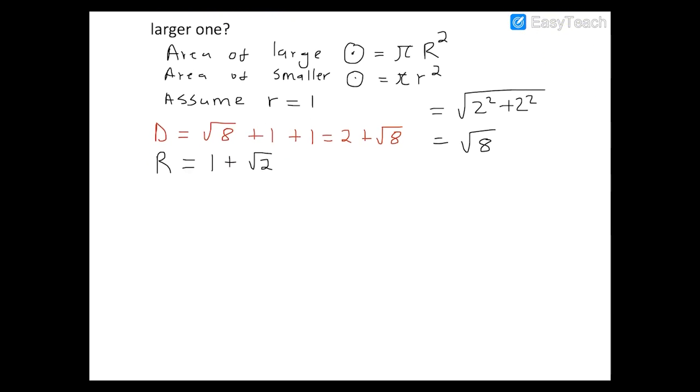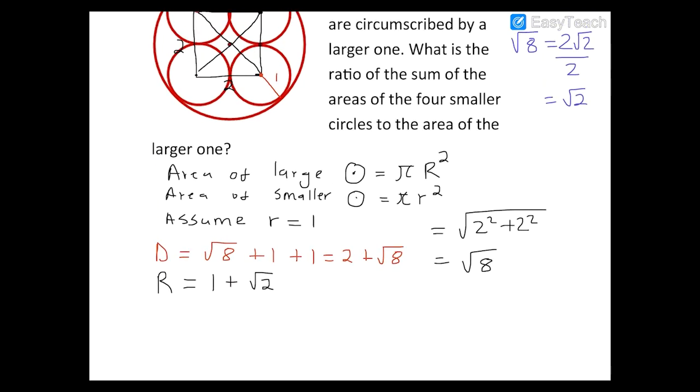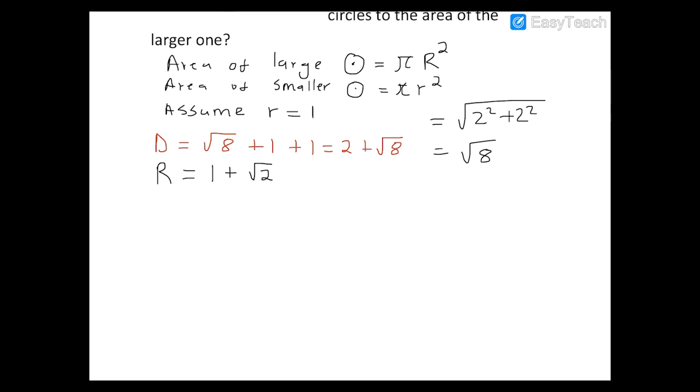Now, let's find out what the ratio is. So they said they want what? The ratio of the sum of the areas of the smaller circles to the area of the larger one. So we want the sum of the areas of the smaller circles. So it will be 4 multiplied by pi 1 squared, because the area there is 1, divided by pi multiplied by 1 plus root 2 squared.